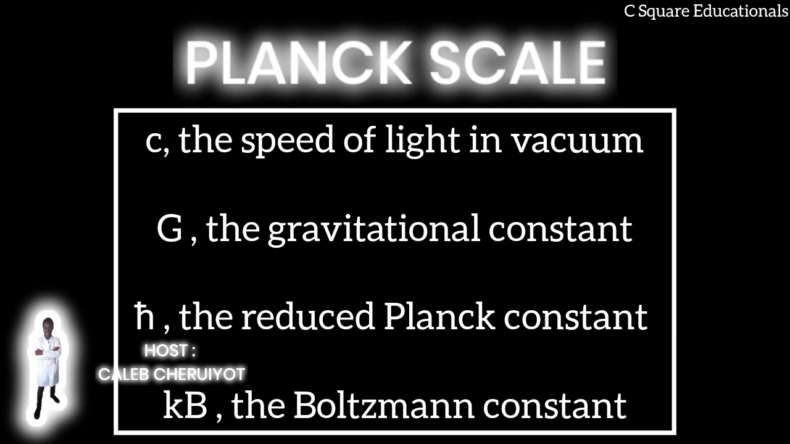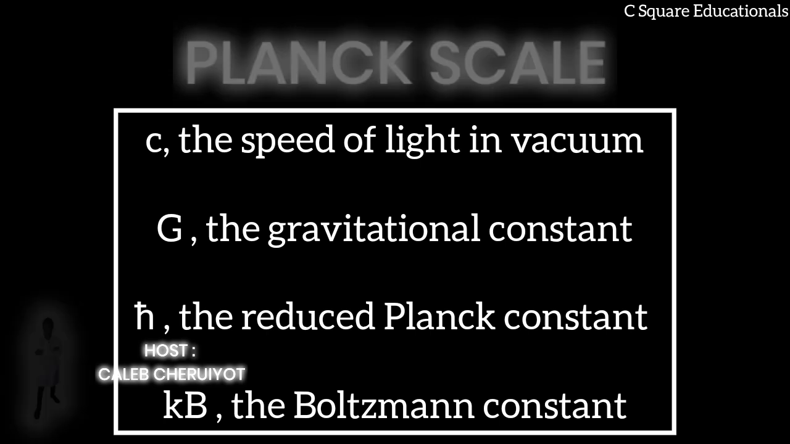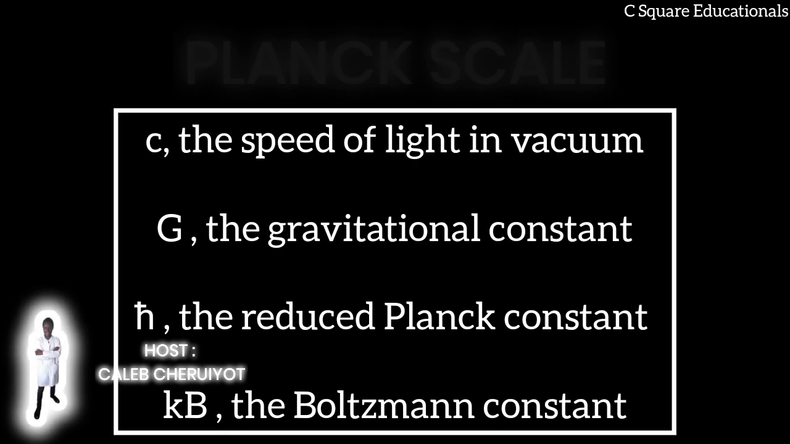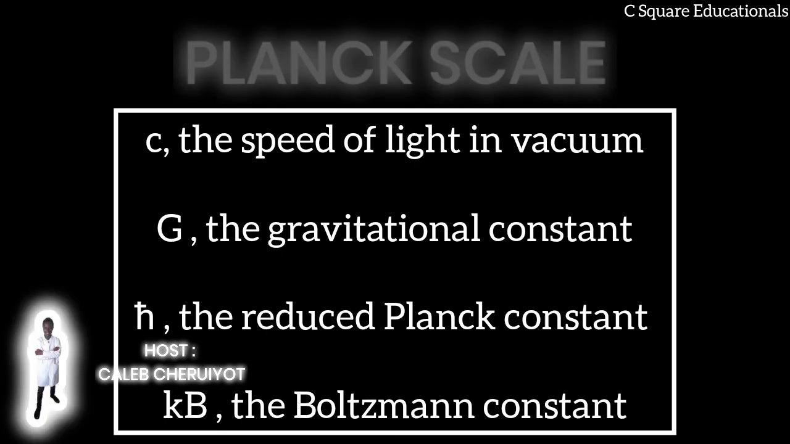The four universal constants that, by definition, have a numerical value of 1 when expressed in these units are: 1. The speed of light in a vacuum, c. 2. The gravitational constant, G. 3. The reduced Planck constant, h-bar. And 4. The Boltzmann constant, k sub B. Planck units do not incorporate an electromagnetic dimension.